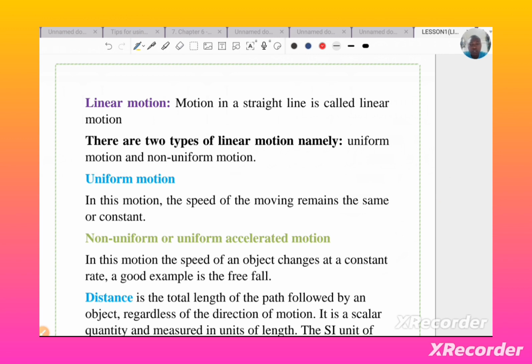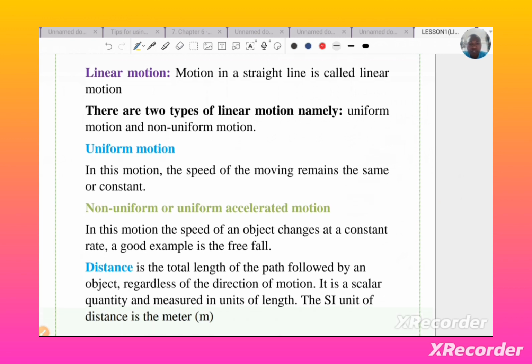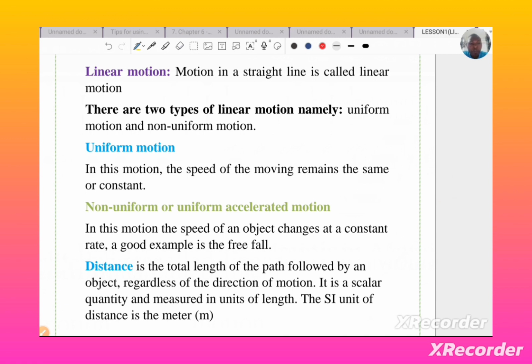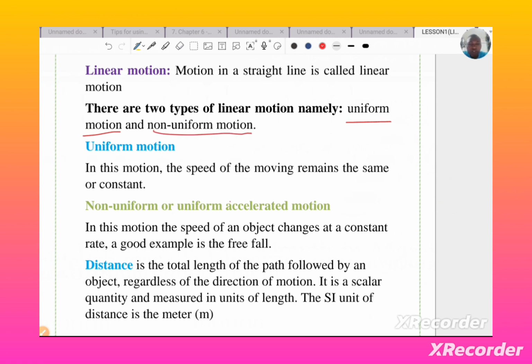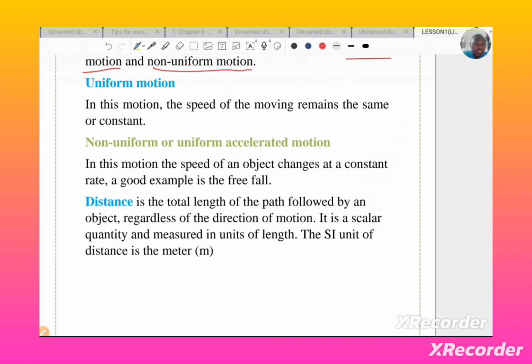Let's continue with our concern, linear motion. Linear motion, as I have said above, is the motion in a straight line. We can also call it rectilinear motion. This part also has two types. We have uniform motion and non-uniform motion. In uniform motion, the speed is constant. It is the body which is moving with a constant speed.